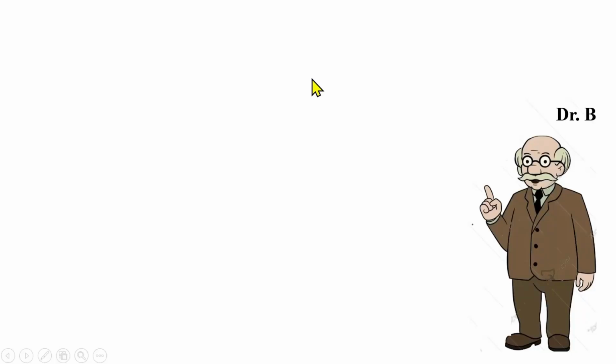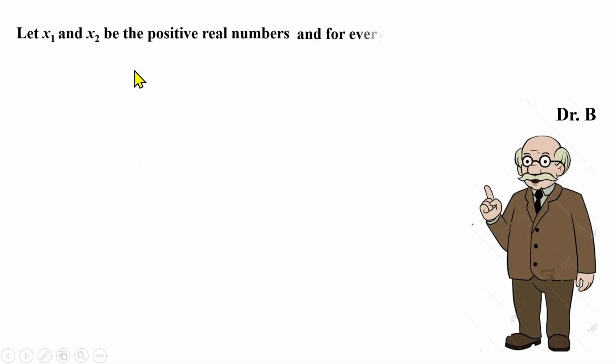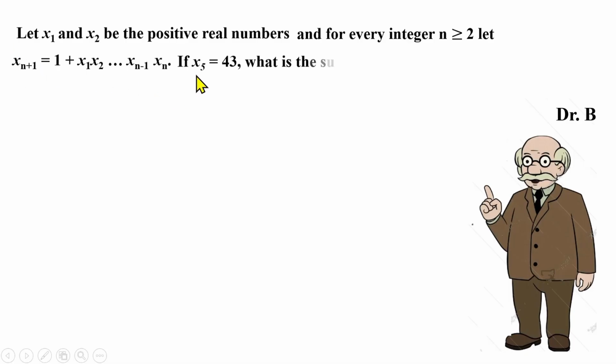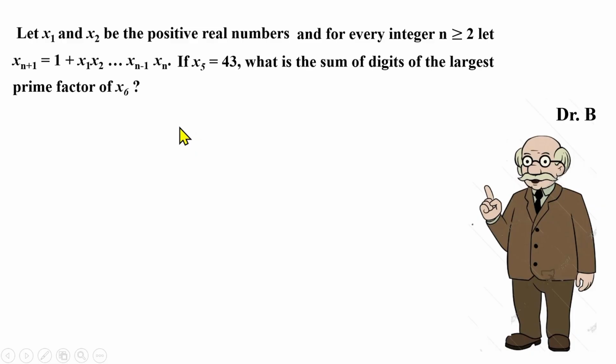Hello. Today we consider the following problem. Let x1 and x2 be positive real numbers, and for every integer n greater or equal to 2, let x_{n+1} be given by this expression. If x5 equals 43, what is the sum of digits of the largest prime factor of x6?